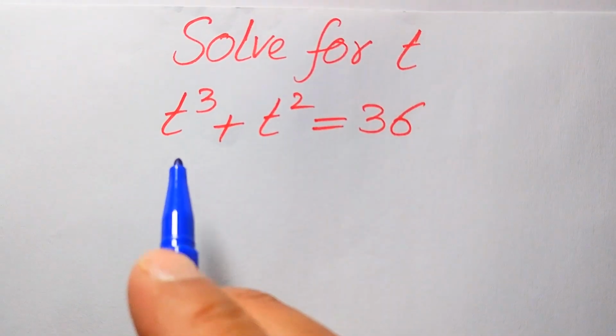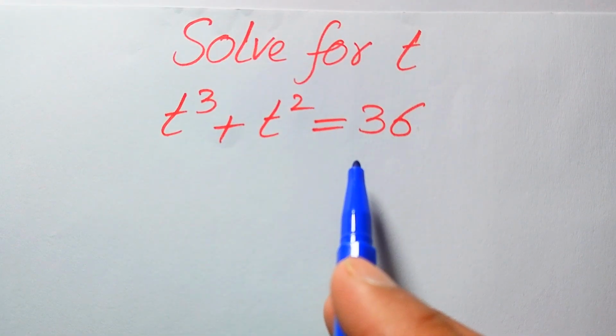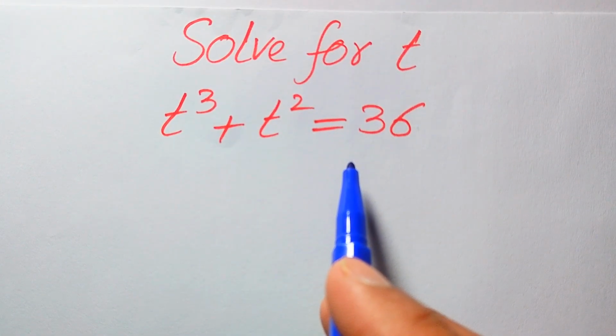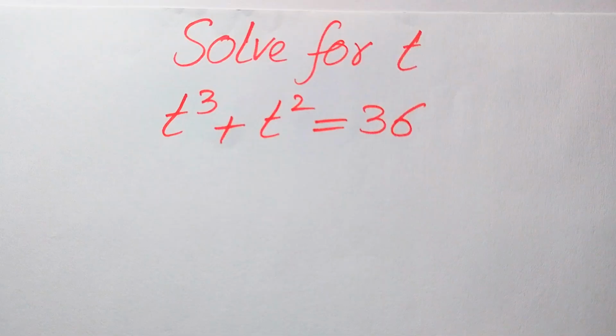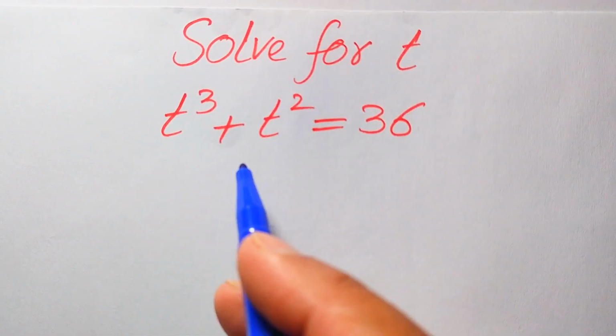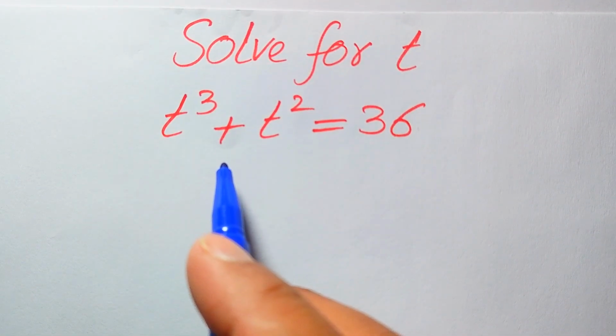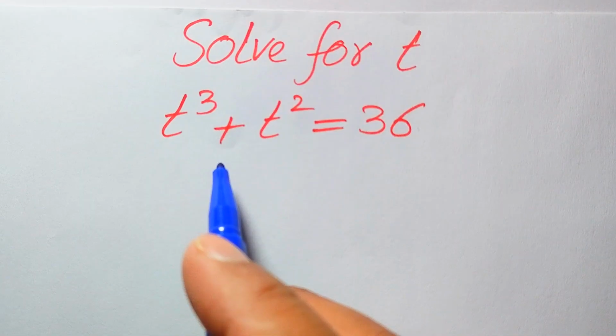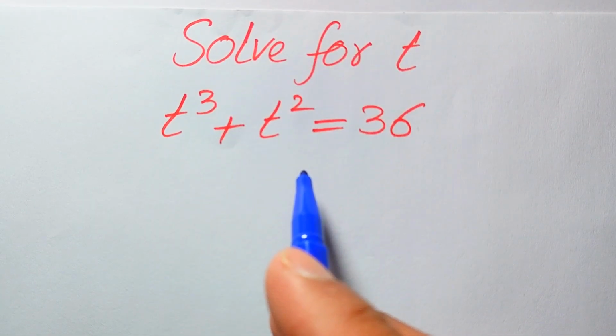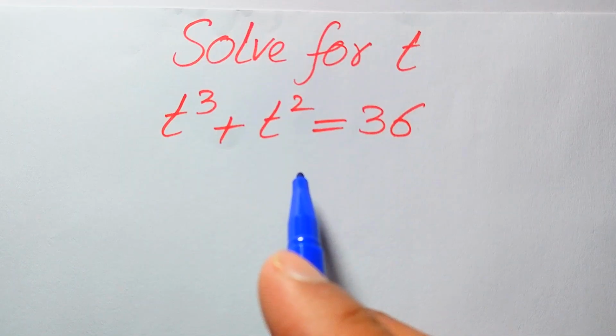So here we have t cubed plus t square is equal to 36, and we solve this problem for all the values of t. You see that this is a cubic equation, the highest exponent of this equation is 3. So this means that this equation has 3 roots, and we need to find all 3 roots of the given equation.